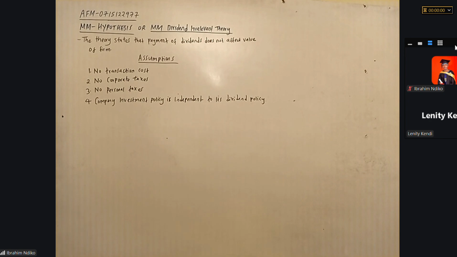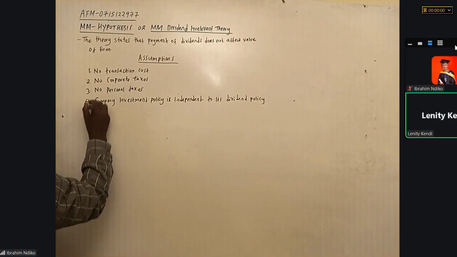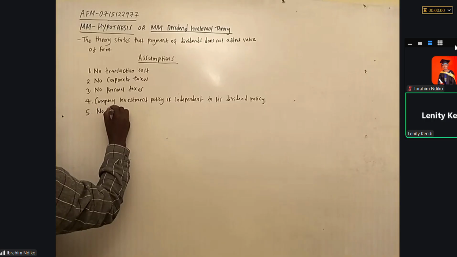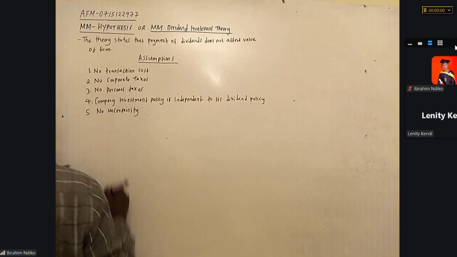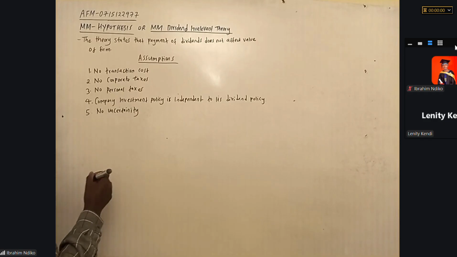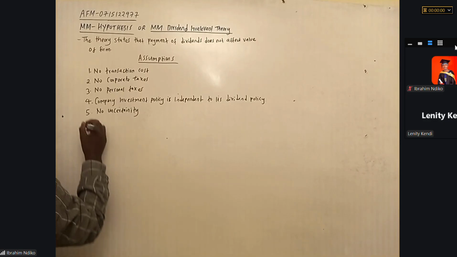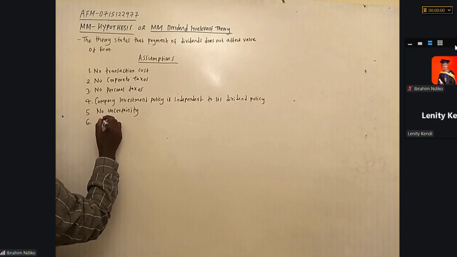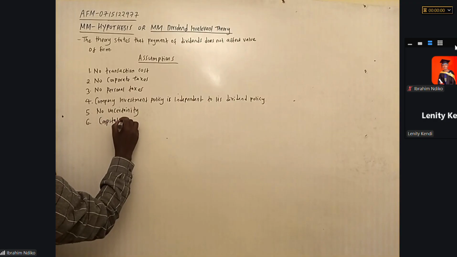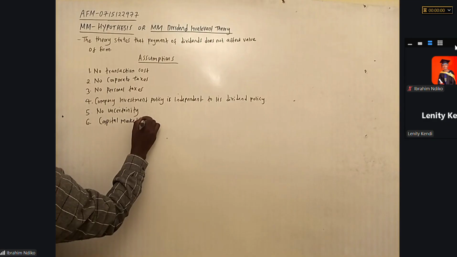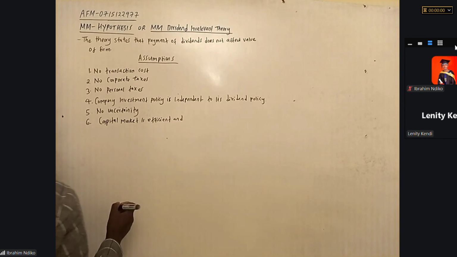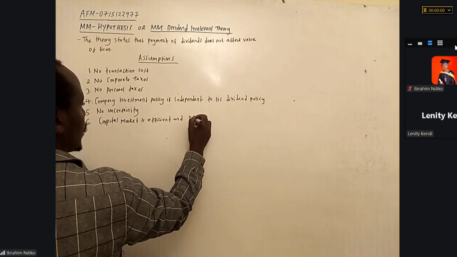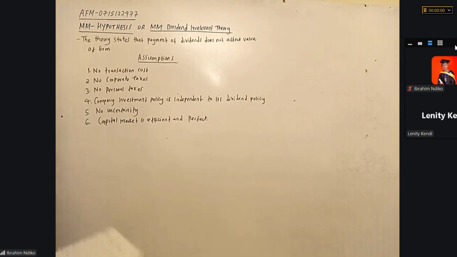Tuko sawa? Yeah. Number five, no uncertainty. There is no uncertainty in the market. Then the last one, the market is assumed to be efficient. Capital market is efficient and perfect. So those are some of the assumptions.